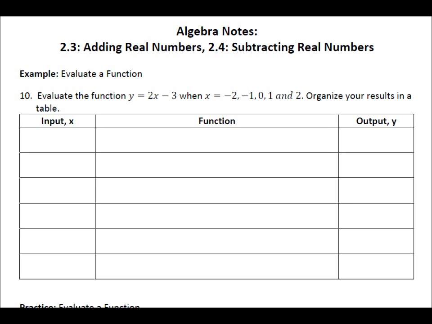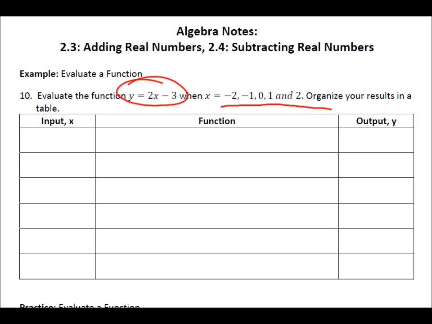Here is section 2.3, 2.4, part 3. Here we're going to evaluate a function. It asks us to evaluate the function y equals 2x plus 3 when x equals -2, -1, 0, 1, and 2. So we've made tables before. We did that a couple sections ago.